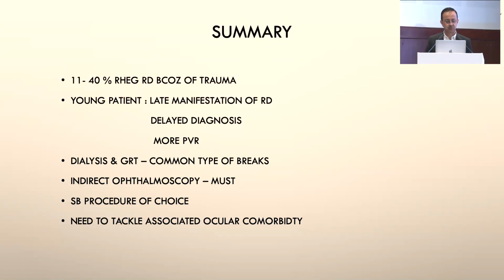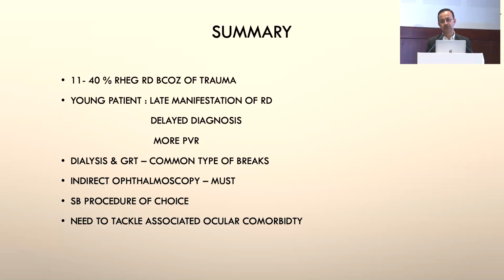So to summarize, 11 to 40% of rhegmatogenous retinal detachments which we see in our practice are secondary to trauma. Classically they happen in young patients, where they manifest late, they have a delayed diagnosis, they have more severe PVR, and that's the reason why many times the prognosis is poorer. Dialysis and giant retinal tears are the types of breaks which are more common in a traumatic retinal detachment.